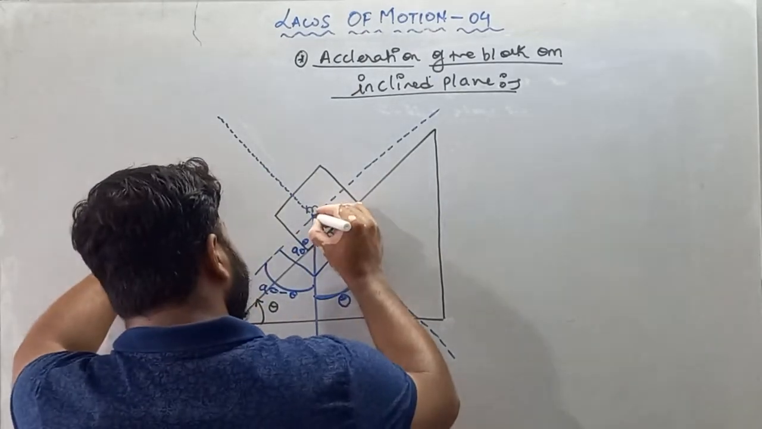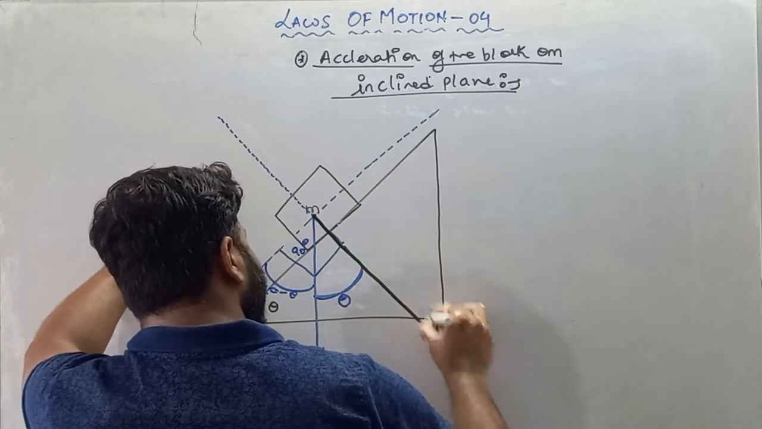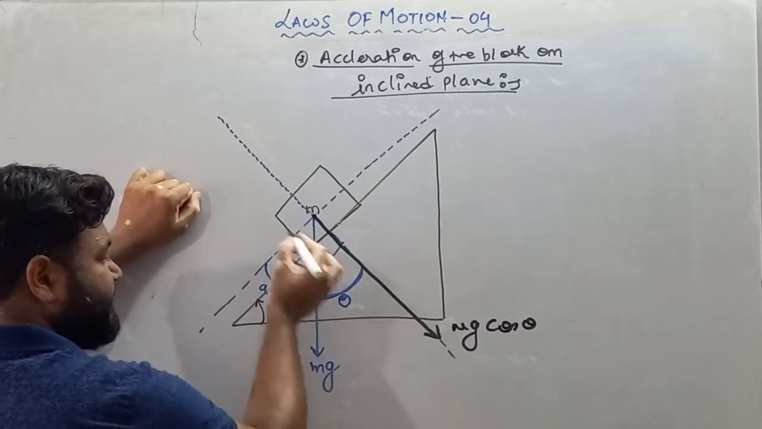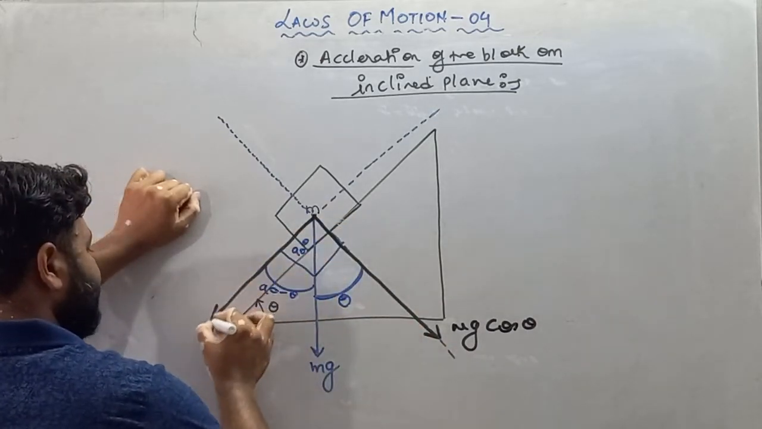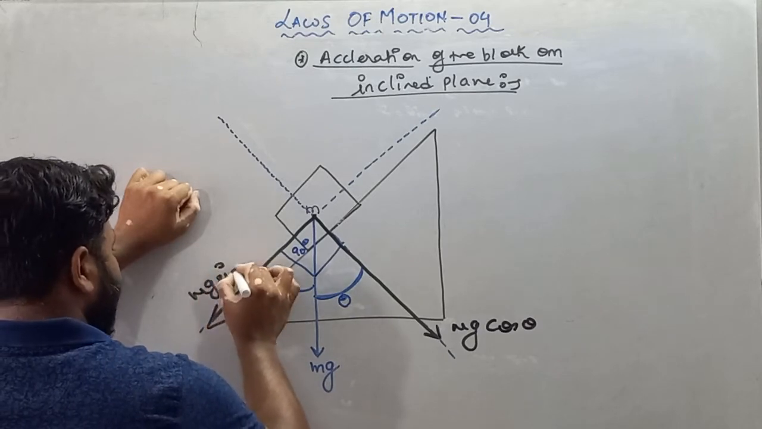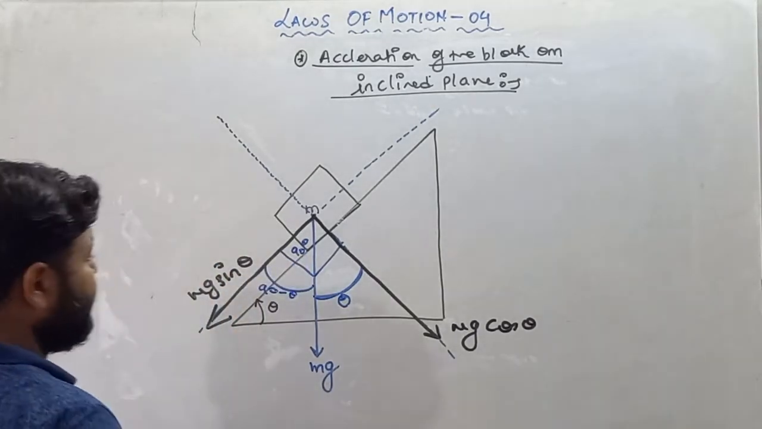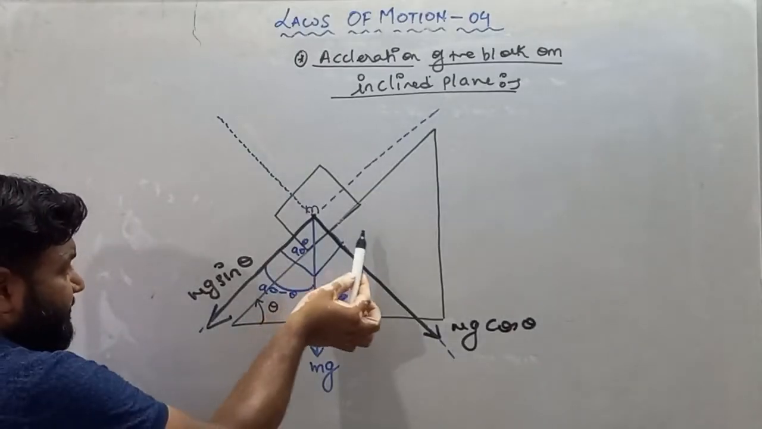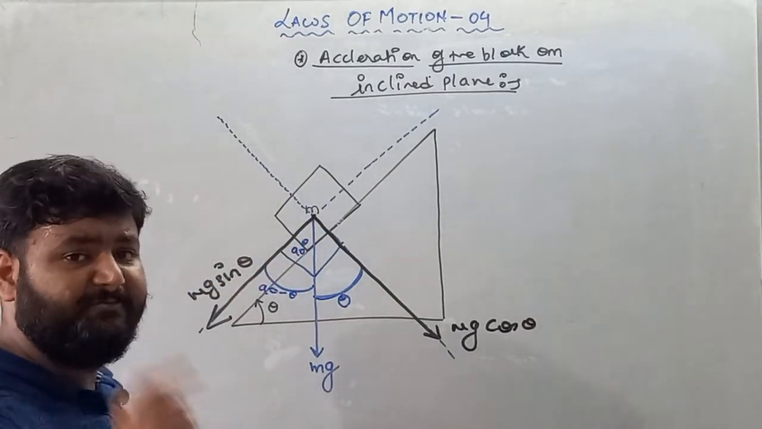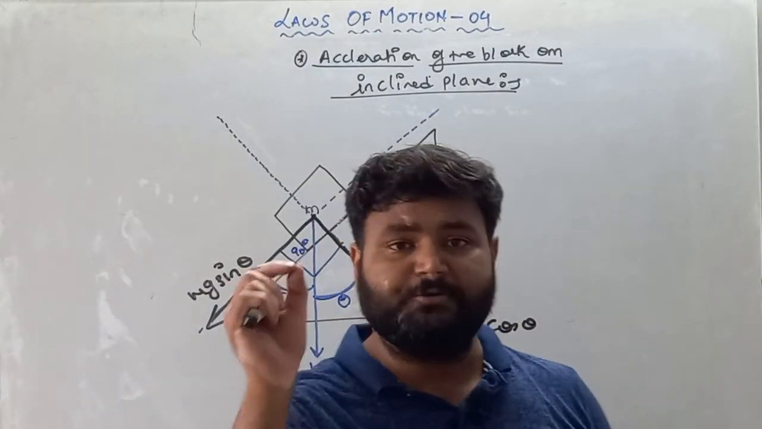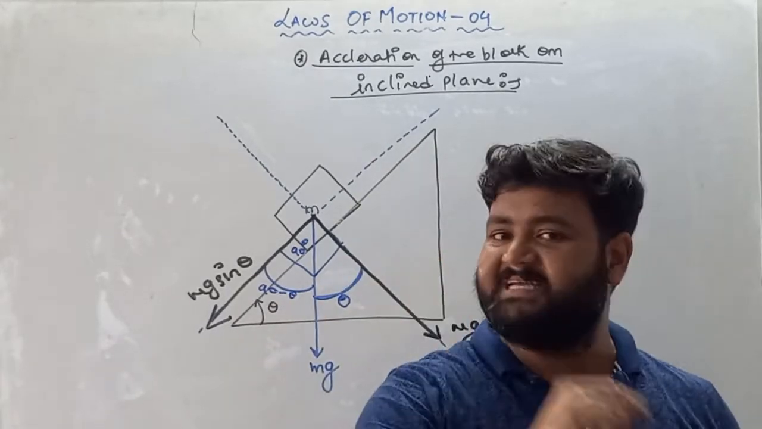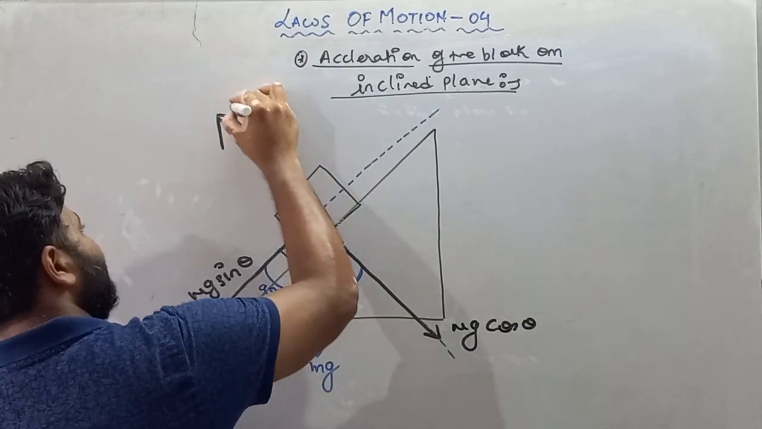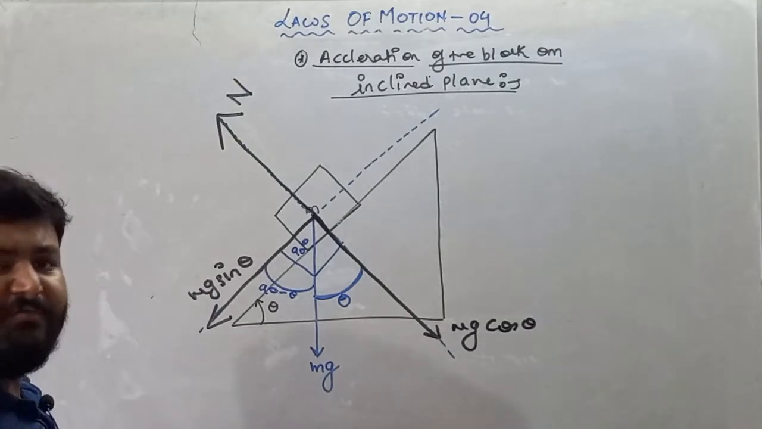So one component is along this direction. It is mg cos theta, and another component must be perpendicular to this component. It is mg sin theta. Now see, next point. My dear student, as we know, this block is in physical contact with this inclined plane. So if the inclined plane is in contact with the block, then we know that there is a contact force called normal reaction force which takes place. So one force is acting in this direction and this force is called normal reaction force.